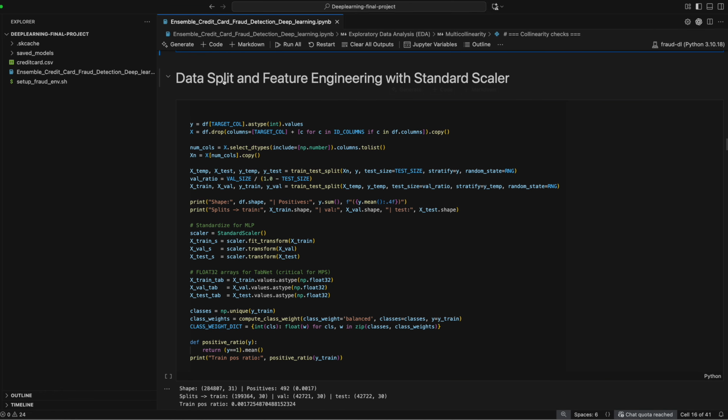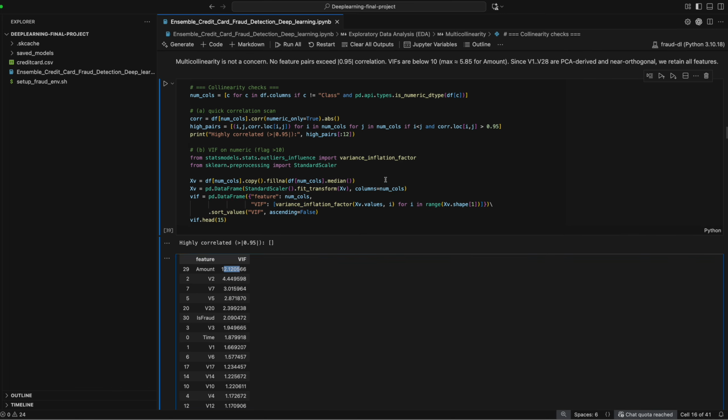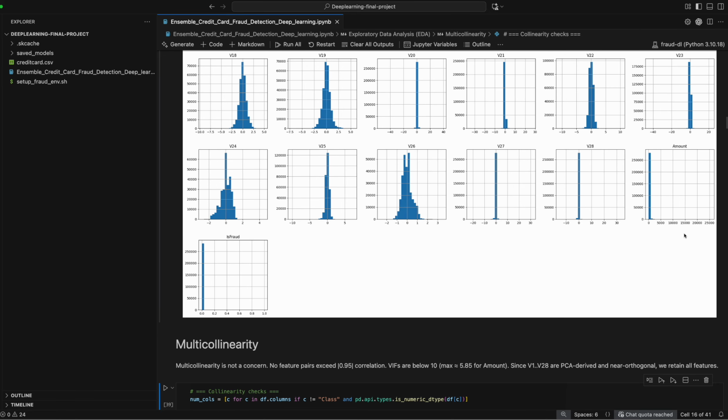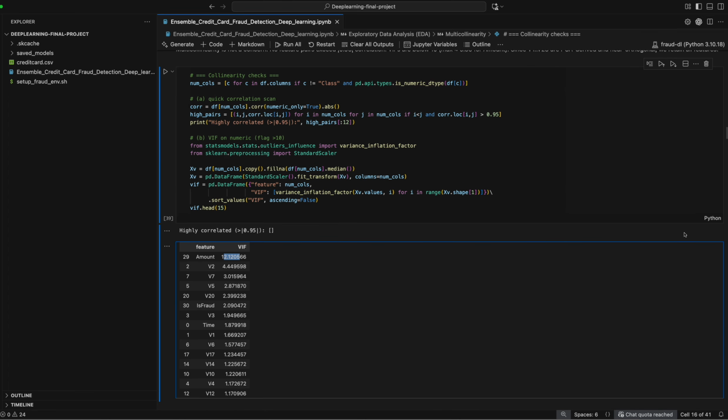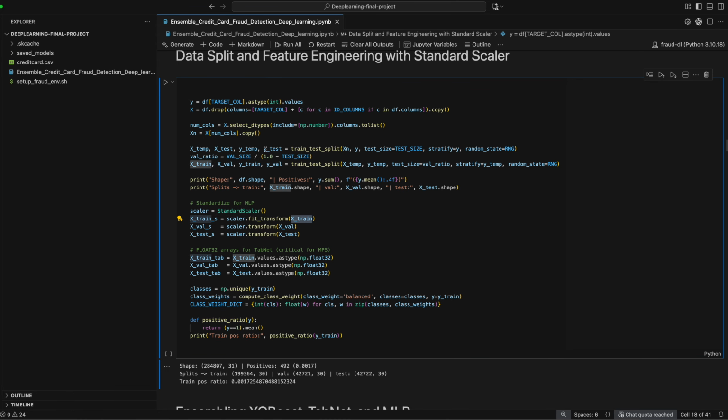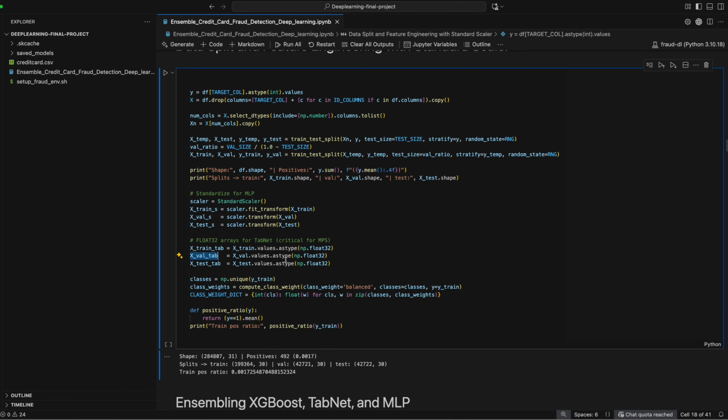So we are splitting the data over here, as well as doing some feature engineering, because as I've mentioned before, there are a lot of outliers over here that we need to kind of normalize. So we are using standard scaler to remove some of the outliers and make everything normalized over our training data set. We are splitting our data set into a training data set, a validation data set, as well as a test data set.